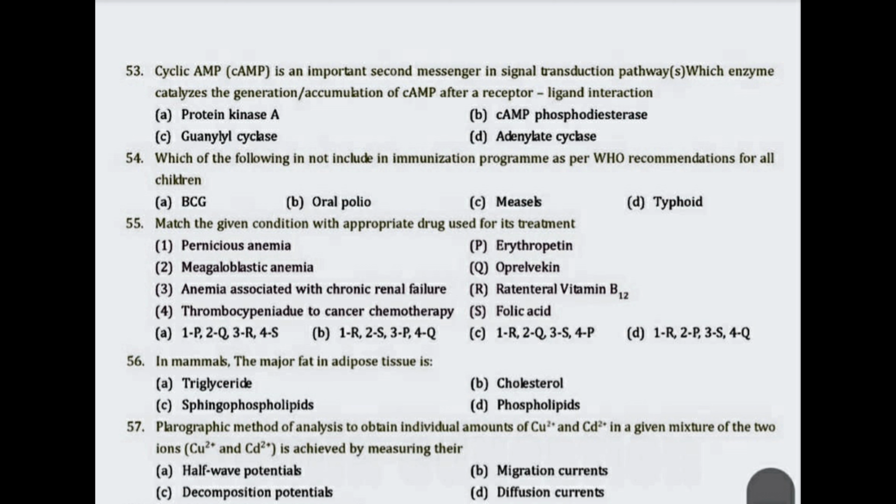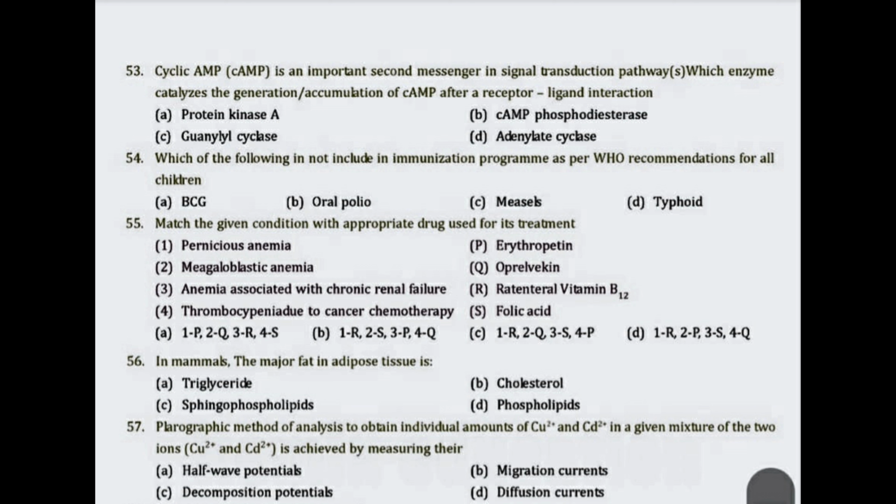Next question number 55. Match the given condition with appropriate drug used in treatment. 1, pernicious anemia. 2, megaloblastic anemia. 3, anemia associated with chronic renal failure. 4, thrombocytopenia due to cancer chemotherapy. P, erythropoietin. Q, oprelvekin. R, parenteral vitamin B12. S, folic acid. What is the correct answer here?